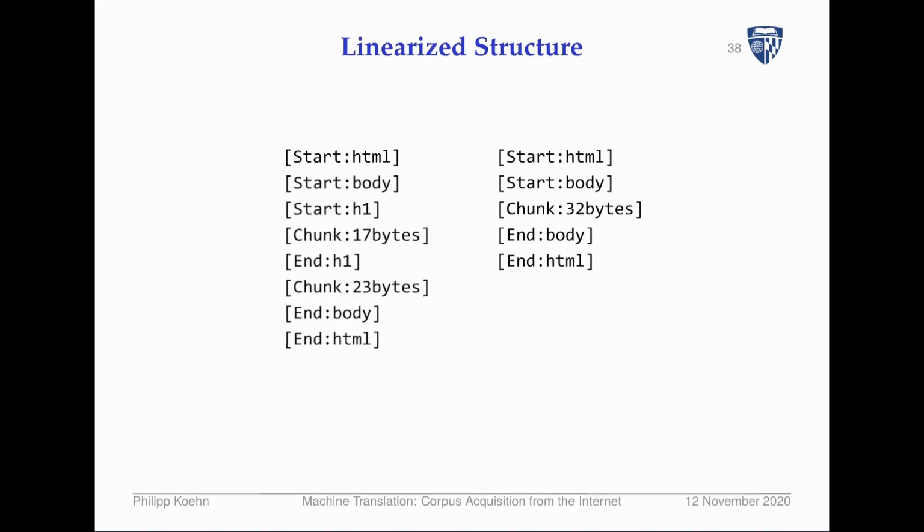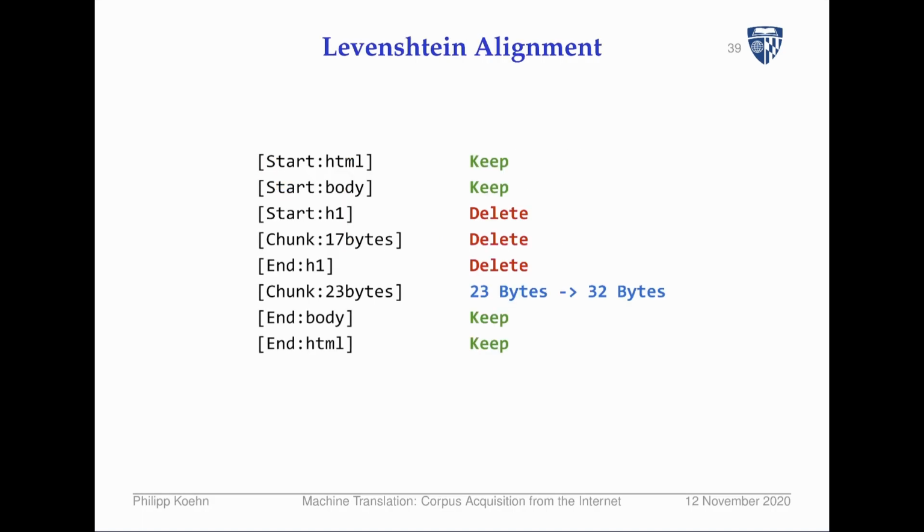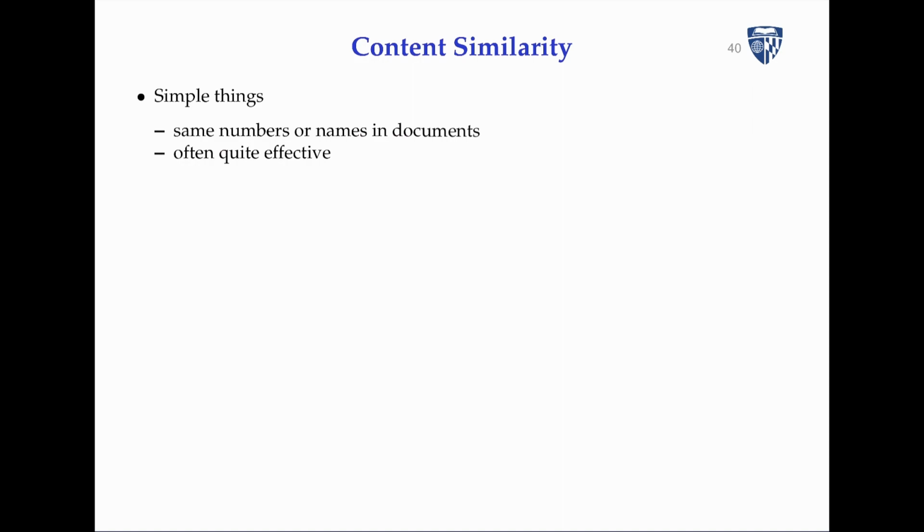So this is what you could do. You could linearize the structure of an HTML document by just having these artificial tags. These are just kind of variants of the HTML tags, and then we don't really care what the content is. We're just going to say there is some content and it has a certain length. And then you can figure out how to align this best based on HTML structure. And if things align pretty well, then this might be a document pair, and this is also a first step towards sentence alignment.